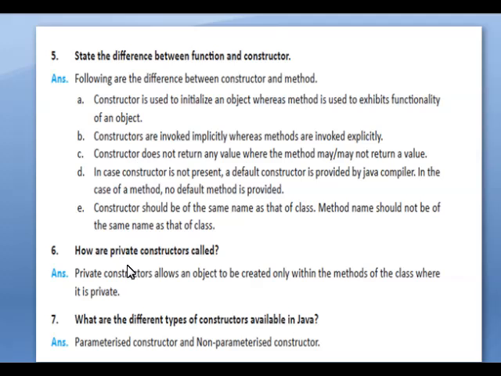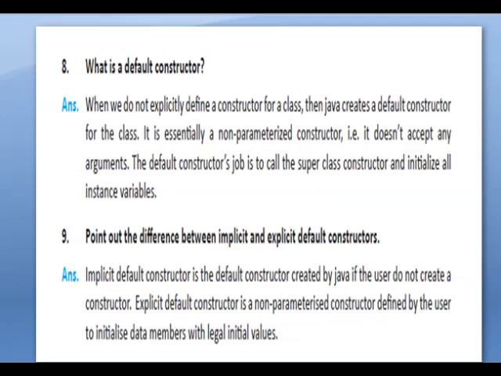Okay, then how are private constructors called? Private constructors allow an object to be created only within the methods of the class where it is private. What are the different types of constructors available in Java? That is parameterized constructors and non-parameterized constructors.